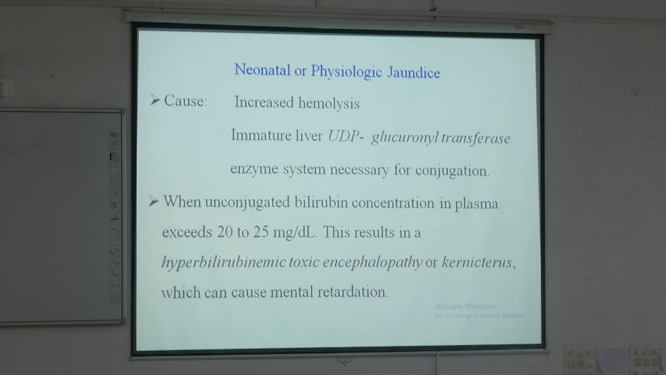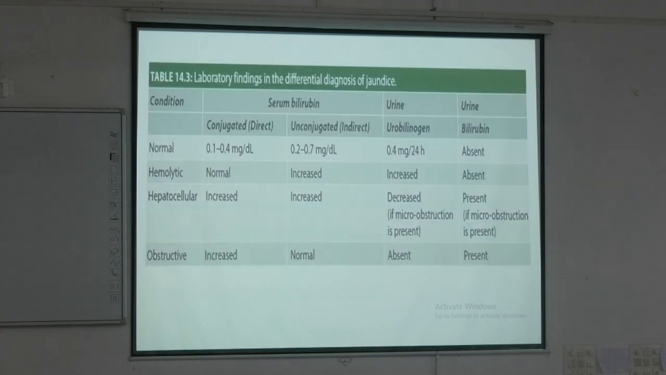Because in neonates, the livers are not fully developed for the process of conjugation, and due to this, there is an increased level of bilirubin which goes to the brain and ultimately causes encephalopathy. Encephalopathy is a neurotic symptom. The brain is not functioning well. Okay, but all these are happening in neonates. So you will understand this.